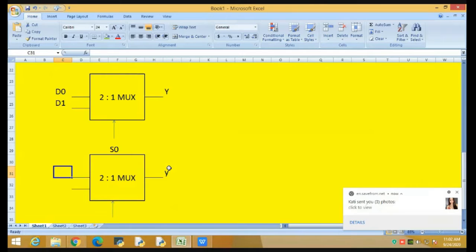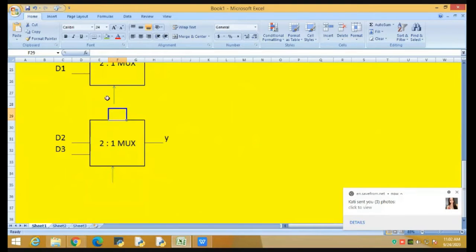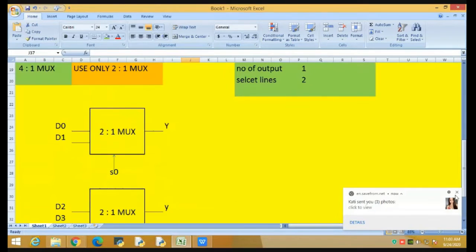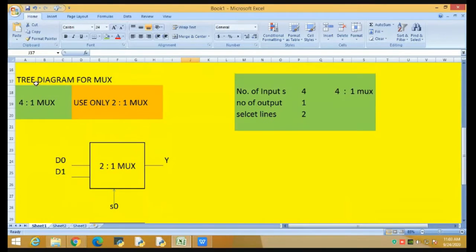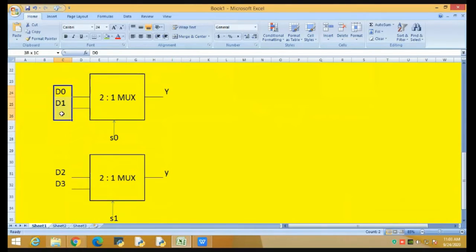Suppose the inputs are D2 and D3. And these are my select lines. This is my select line L0, and this is my select line, suppose S1. So my task is to build a 4 to 1. Here two inputs are there and here two inputs are there, so in total four inputs.